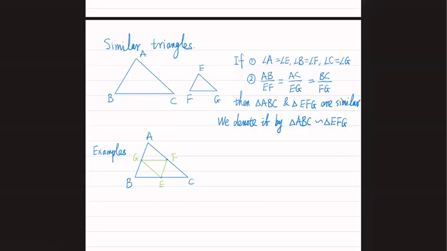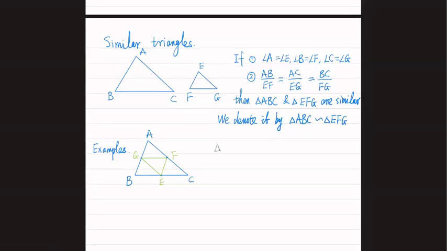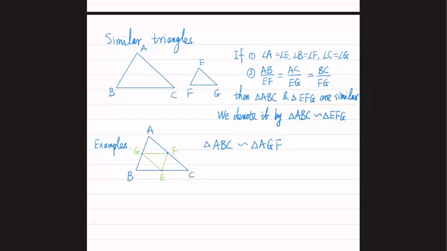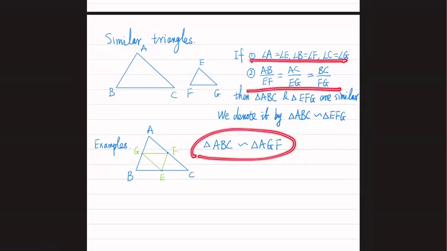For example, I claim triangle and triangle AGF. They are similar. Okay, I will give a few minutes to think about it. Why? How do we check all these conditions? Are they all correct for this pair of triangles? Think about it.